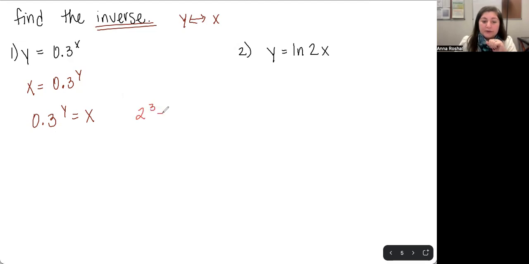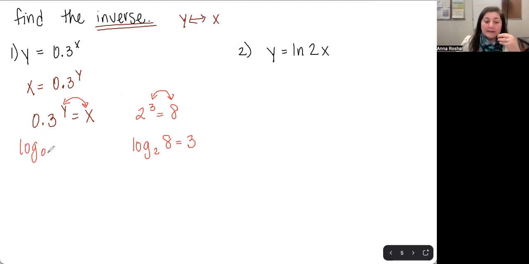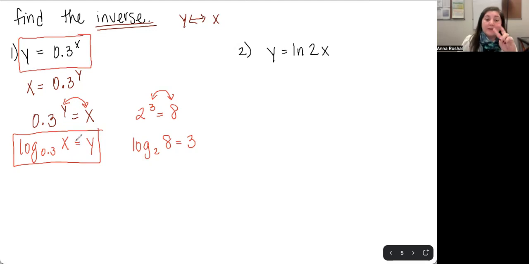Typically, when you see 2 to the third is 8, you know that you're going to go log base 2 of 8 equals 3, because your solution and your exponent flip-flop. So I'm going to take my solution and my exponent and flip-flop them. So I'm going to go log base 2, because the base always stays the same, of x is y. And this is the inverse of this, where I flip-flop the x and the y, and then I solve for y on its own.